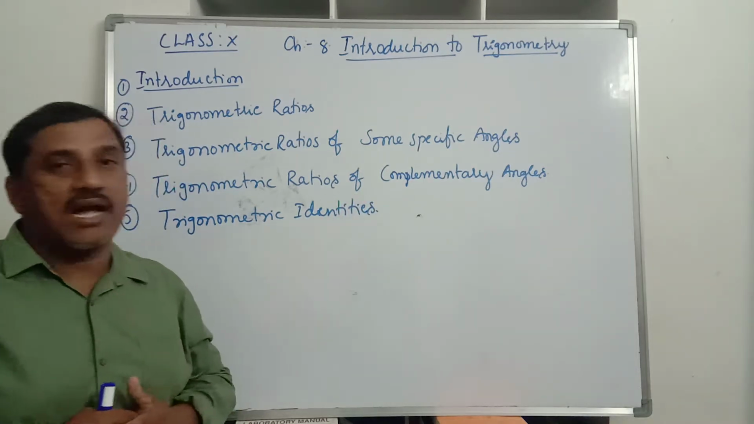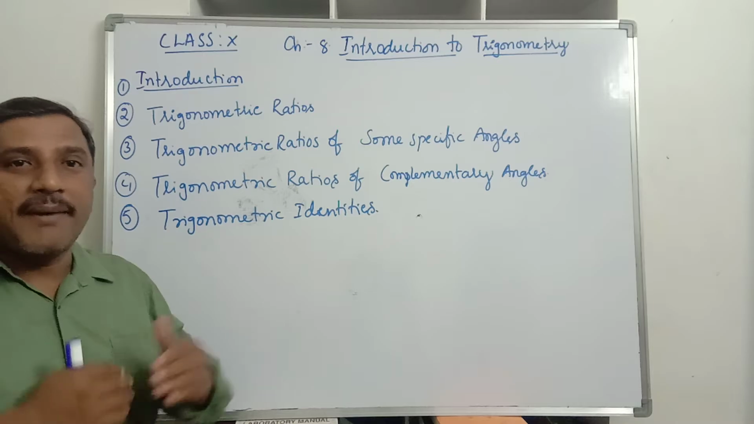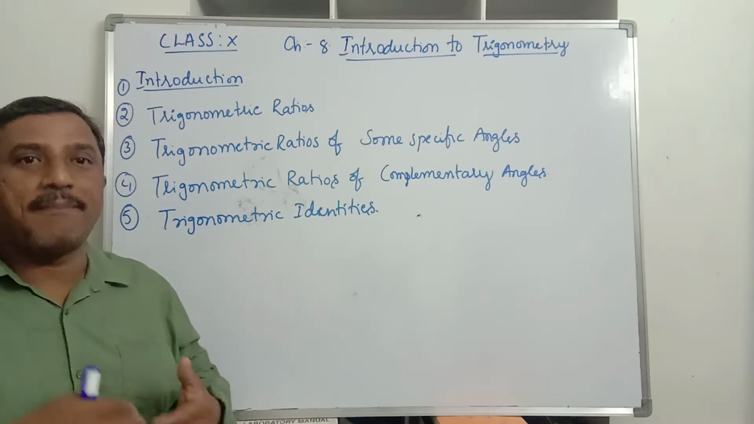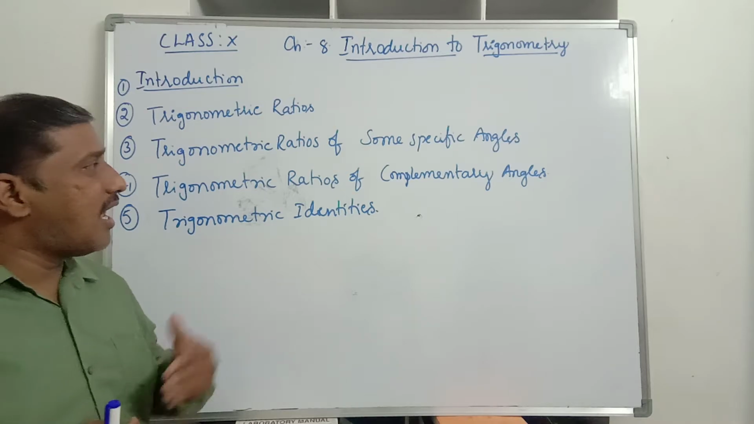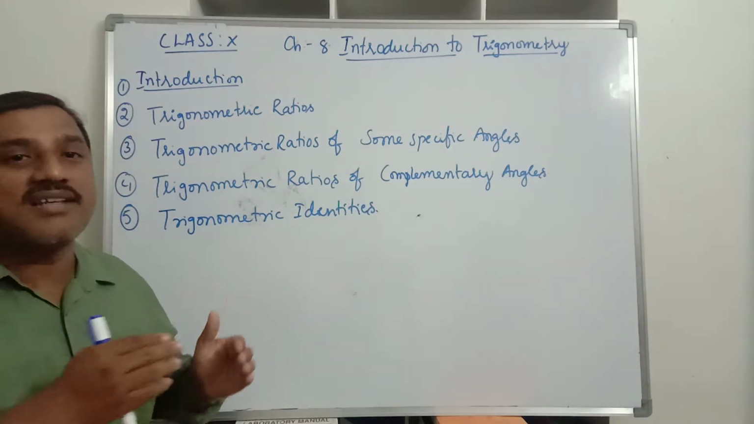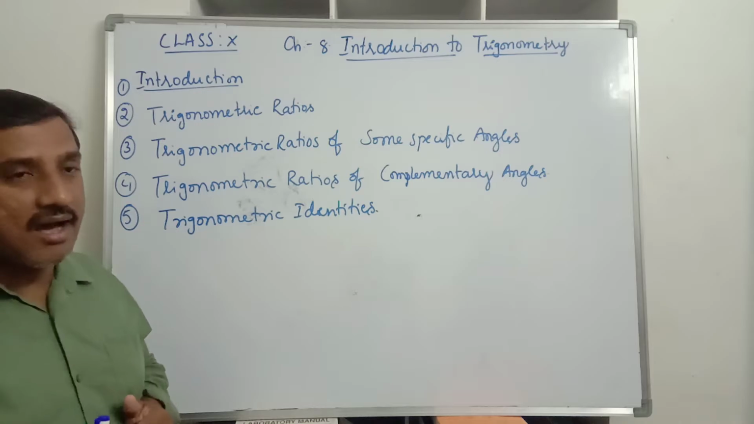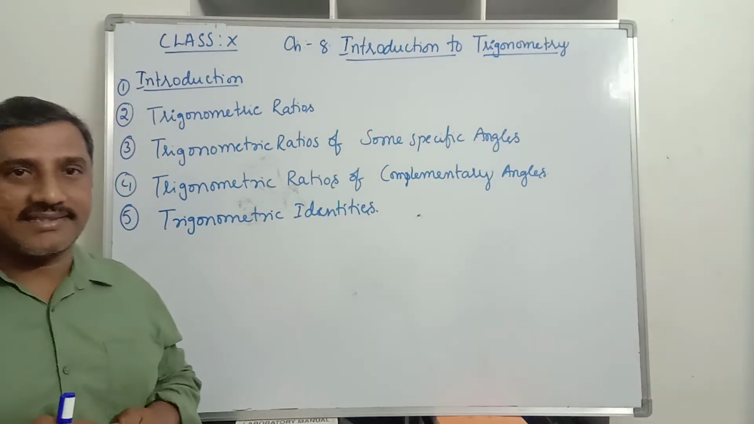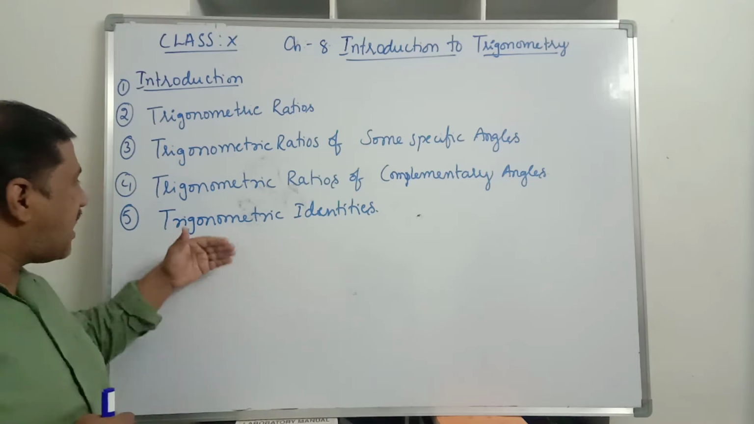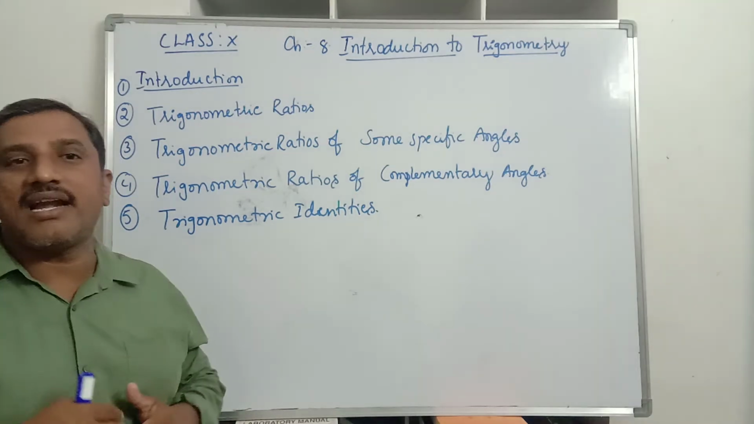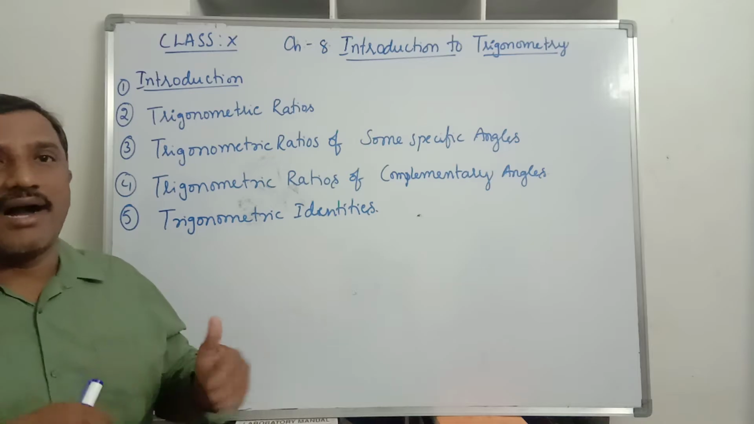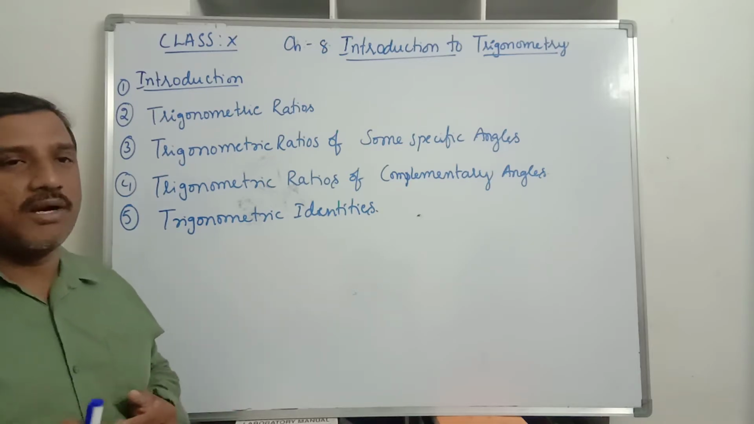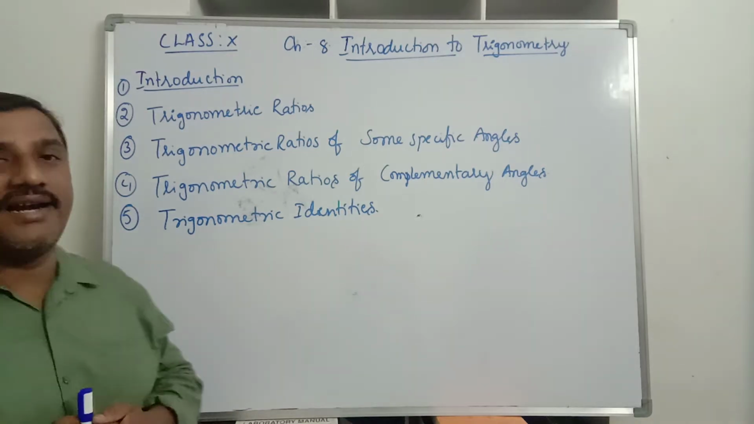What are complementary angles? A pair of angles whose sum is equal to 90 degrees. Such angles are known as complementary angles. And the last topic is trigonometric identities. Here, in the last concept, we will study 3 trigonometric identities, and its applications also, in solving some of the problems related to these trigonometric identities.